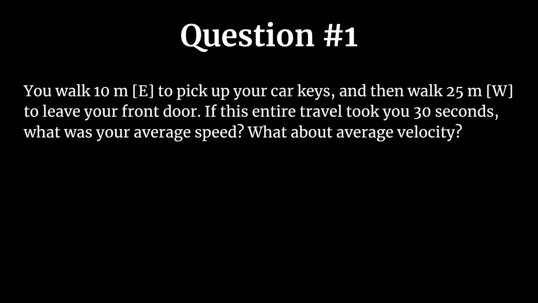So the first thing that we need to do is calculate what was the total distance traveled. Since we don't care about direction in this, we can just add 10 meters to 25 meters. Then we can divide this by 30 seconds. And if you run this through your calculator, you should get an answer of 1.16 recurring meters per second. And then rounding this to significant digits, you can just say that the average speed is 1.2 meters per second.